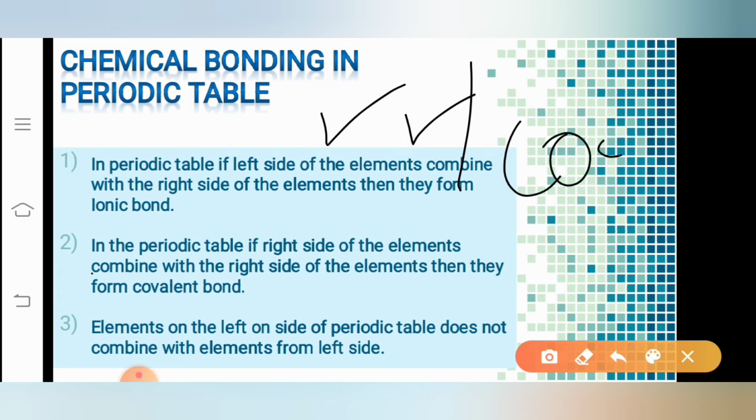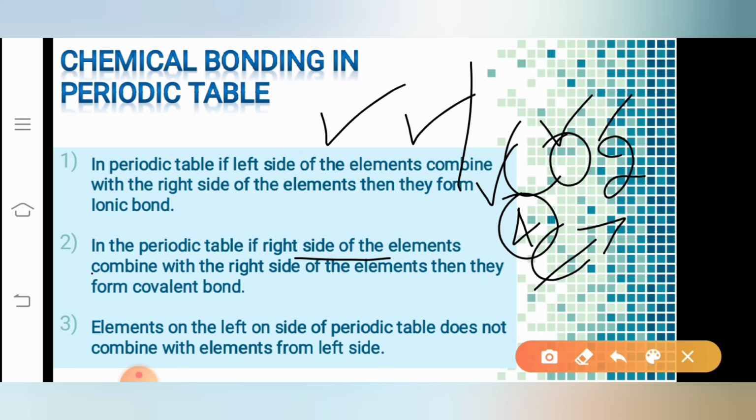For example, carbon dioxide. Both carbon and oxygen are found on the right hand side of the periodic table, and hence these elements share electrons instead of donating and receiving. Carbon has 4 valence electrons, correct? The carbon will share electrons with the oxygen. I repeat, the elements on the right side of the periodic table combine with elements on the right side and form the covalent bond, because sharing of electrons takes place here.